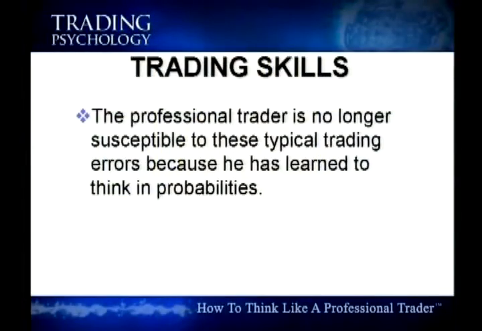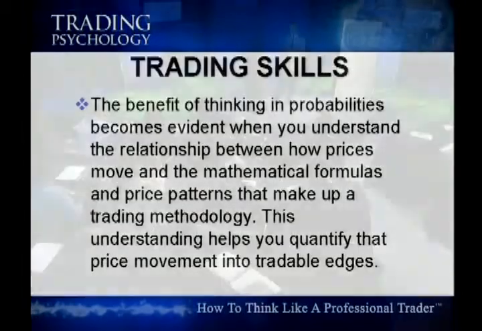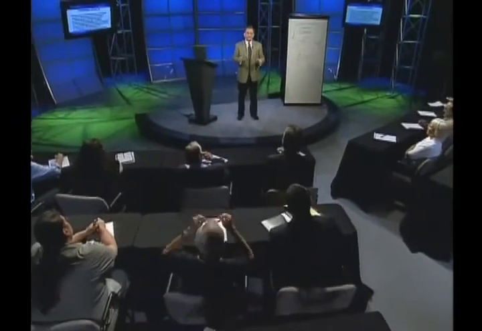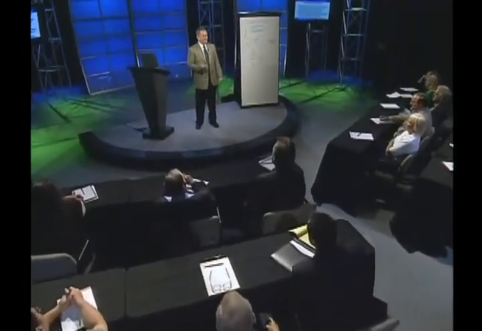The professional trader is no longer susceptible to these typical trading errors because he's learned to think in probabilities. When you understand the relationship between how prices move and the mathematical formulas and price patterns that make up a trading methodology that quantifies that movement into tradable edges, then why you have to learn the skill of thinking in probabilities will become self-evident. In other words, when we get through the next section, I want you guys to be at the point where it becomes completely self-evident why you need to think in probabilities to make consistent money. It'll just make sense. It's just like, oh, yeah, okay. This makes absolute sense.